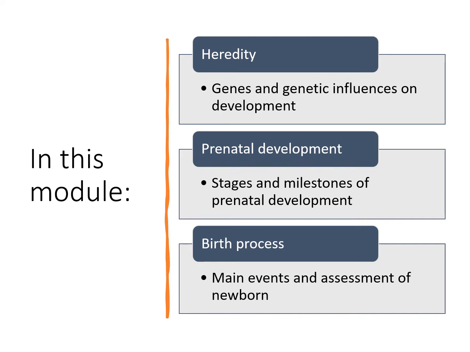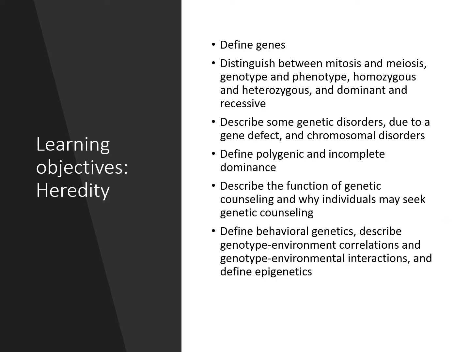of the newborn. By the end of our first section on heredity, you should be able to define what genes are. You should also be able to distinguish between mitosis and meiosis, genotype and phenotype, homozygous and heterozygous, and dominant and recessive. You should also be able to describe some genetic disorders due to a gene defect or chromosomal disorders. You'll also be able to define polygenic and incomplete dominance and describe the function of genetic counseling and why some people may seek genetic counseling.